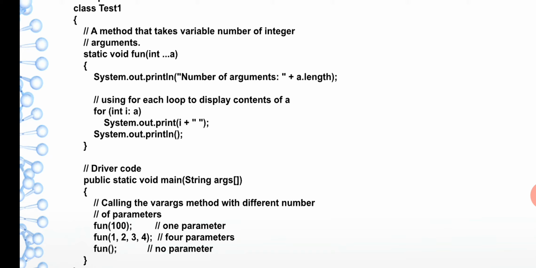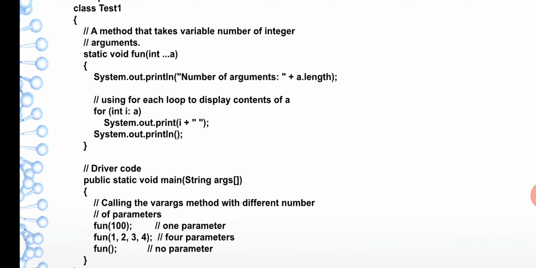In the previous example, we had two separate classes: one class for the main method, another class for the general example. That is the reason why we used class name dot method name. But in this case, we are not using the class name. Directly we are calling the fun method. Why? Because in a single class you have the static fun method and also the main method. So you can directly call the method name.